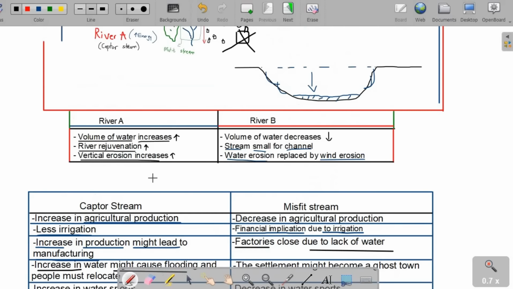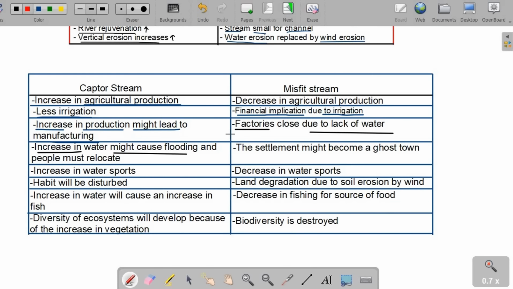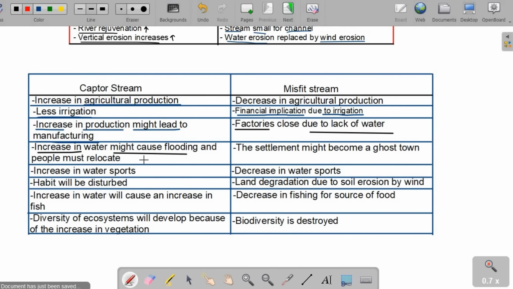So if a channel has a lot of water such that it actually spills, okay, it will definitely spill over its banks, and so this will cause a lot of flooding. So flooding is the disadvantage for the people that are living along the capture stream. So this might cause flooding, a lot of flooding actually, and people could relocate because of that, okay?